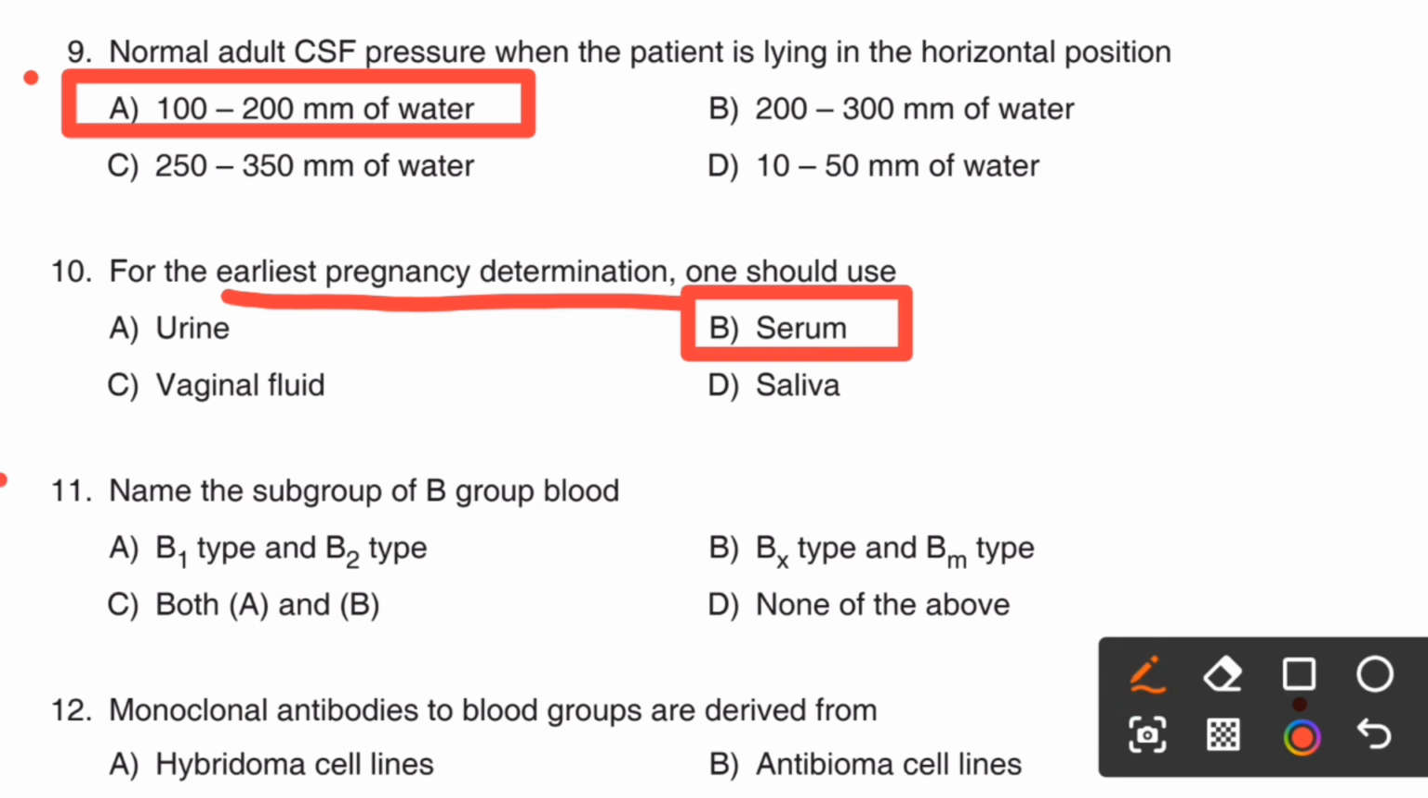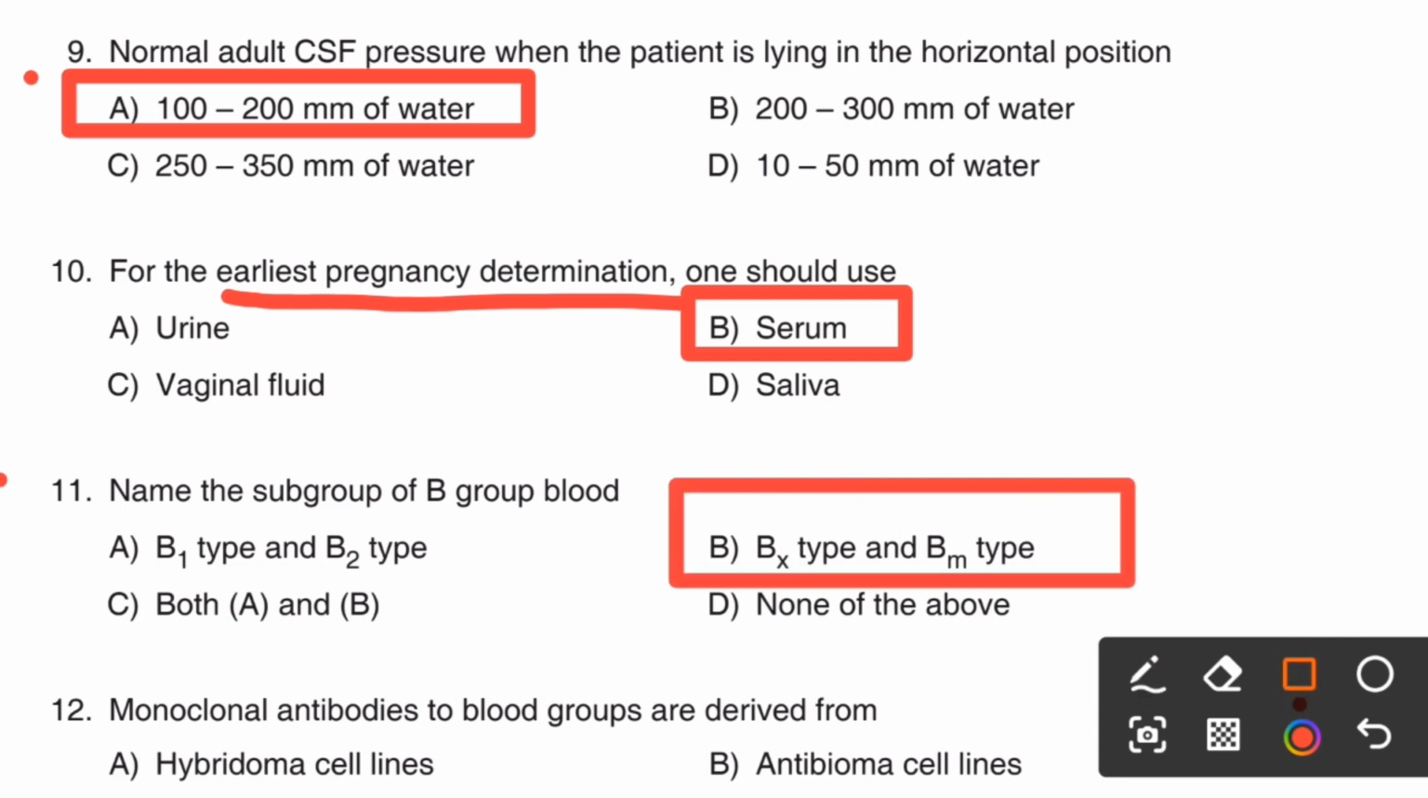Next one. Name the subgroup of B blood group. Here the right answer is option B, BX type and BM type. The subgroups of B group are BM, BX, B3 and BL. So the right answer is option B, BX and BM.